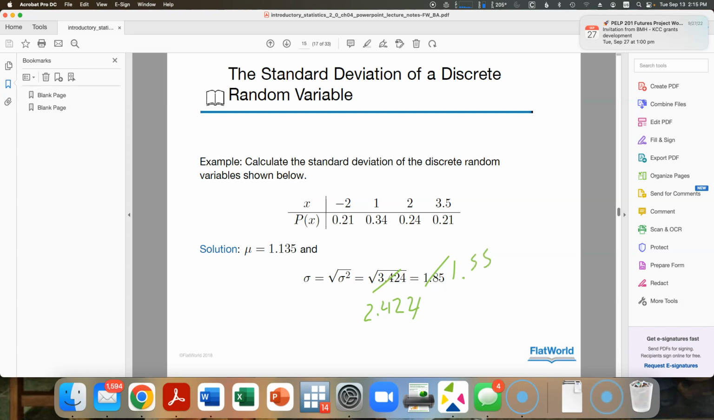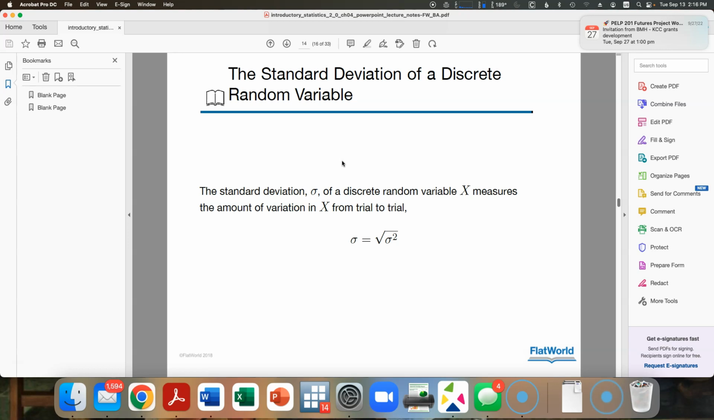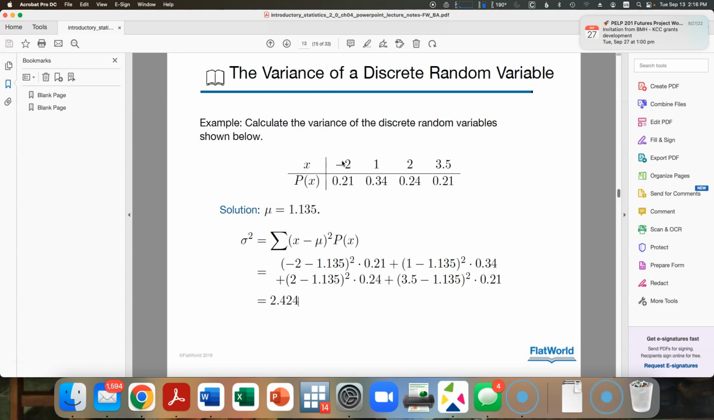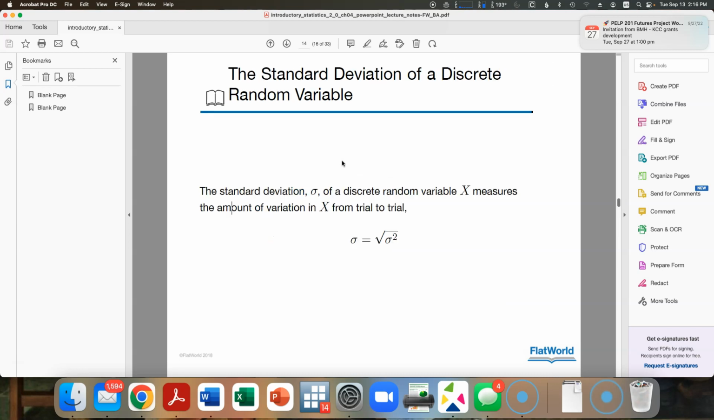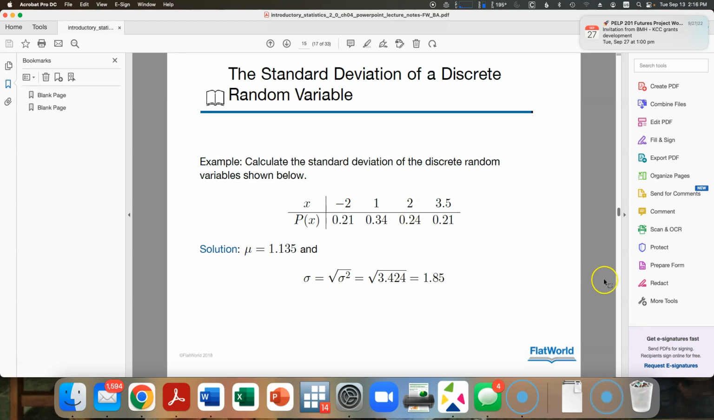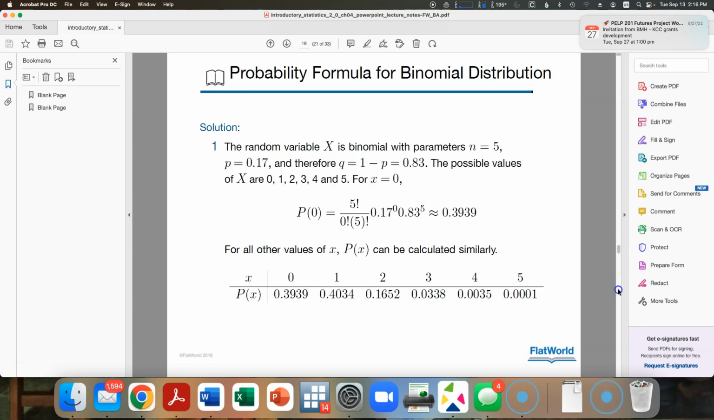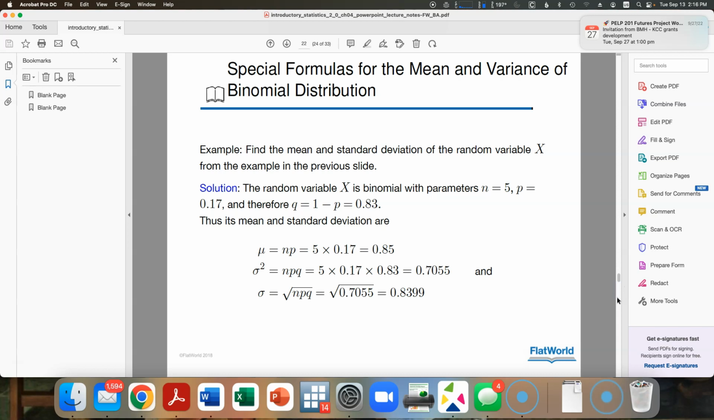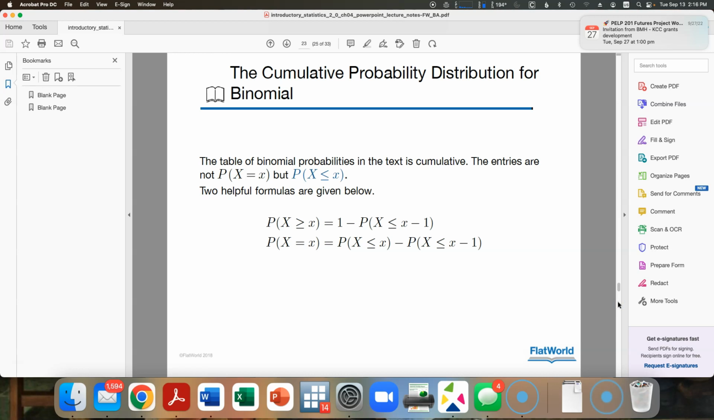1.55. I don't know why they put 3.424 because we had solved it 2 slides previous to that as 2.424. Unless someone's seeing something that I'm not. I believe that at least the slides have an error here because we solved it as 2.424. Unless I'm missing something, which is always possible. Okay, so this was just plugging in those numbers and solving for it.